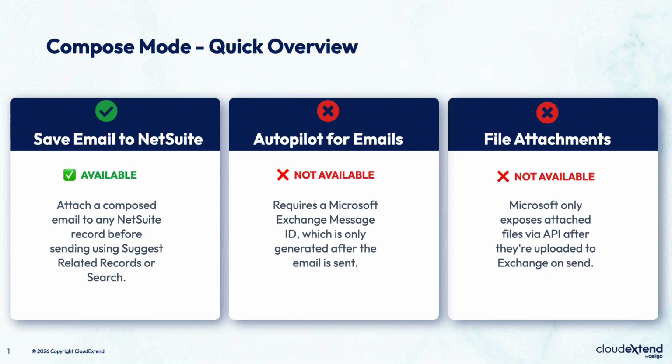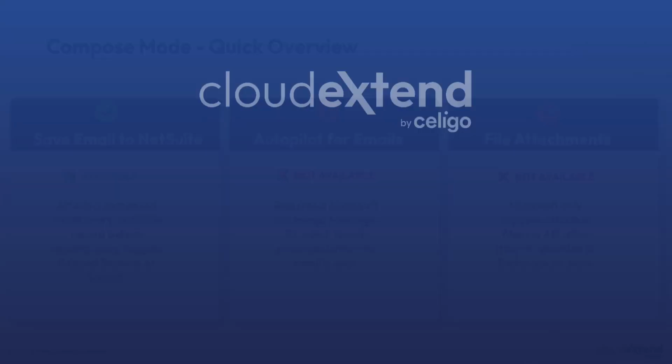To recap, you can associate emails with NetSuite directly from the Compose window by selecting the appropriate record and clicking Associate Email before sending. For Autopilot and attachment syncing, simply send the email first, then complete the setup from your Sent Items folder.